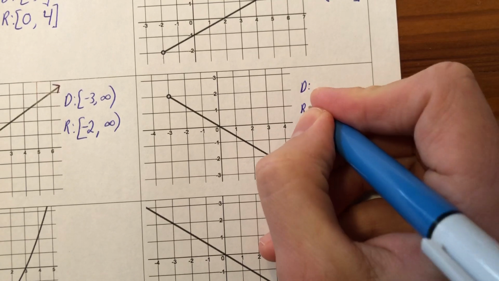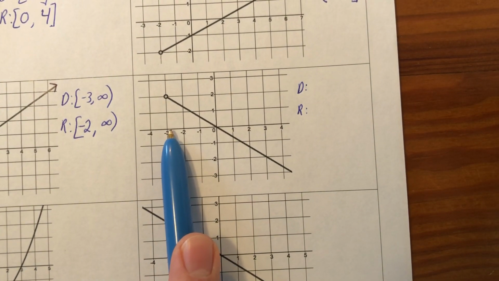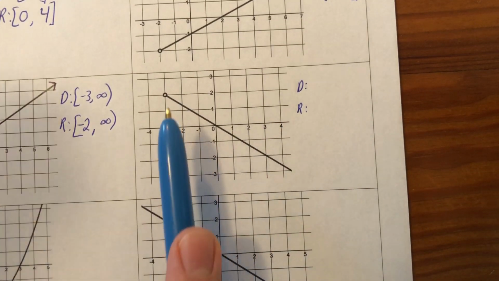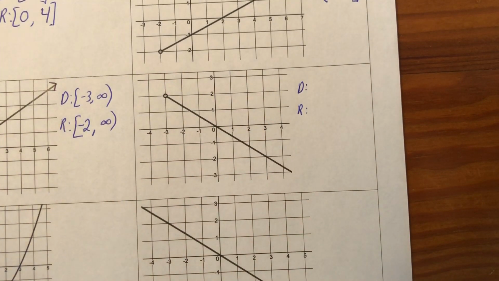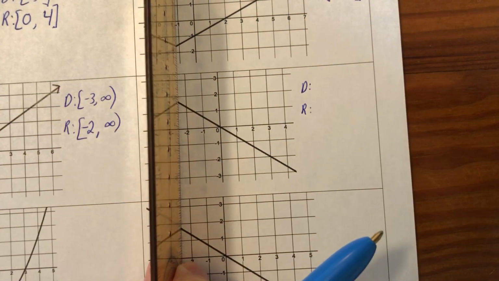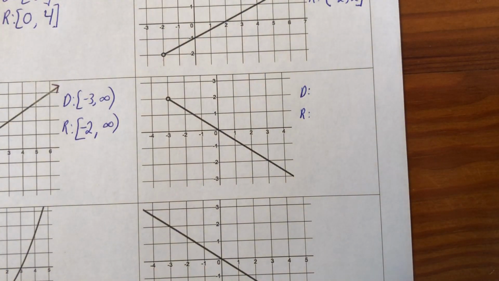Domain, range on this one. This one starts at -3. And moves this direction. Now, I'm looking to see where it ends over here. Now, I know you're like, but it goes down, and no, don't worry about it going down. Here's what I'm doing. I'm looking to see where it starts. I'm looking to see how it goes. And it goes, and it goes, and it goes.